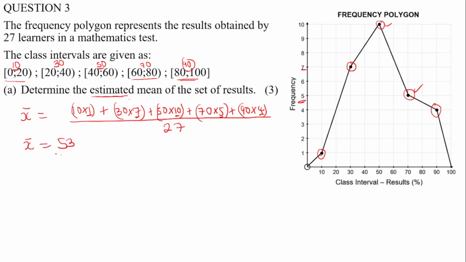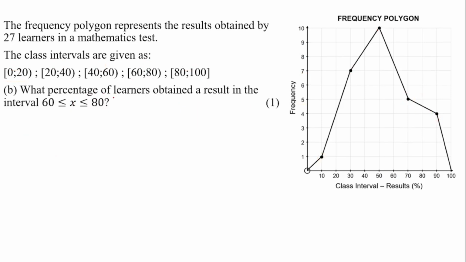Alright, then let's do B. It says, what percentage of learners obtained a result in the interval 60 to 80? 60 to 80 is these learners here. Okay, right, that will assume that they got 70%. And then how many learners are those? There are 5 of them. So 5 out of what? 5 out of 27 learners.